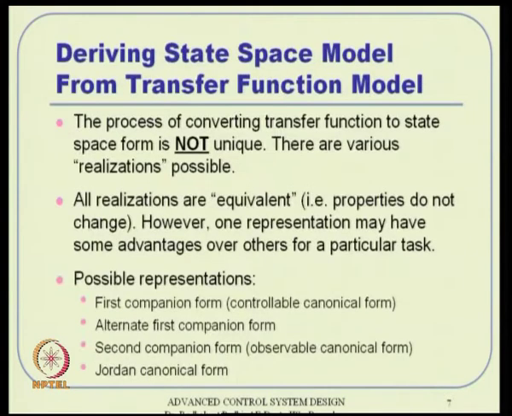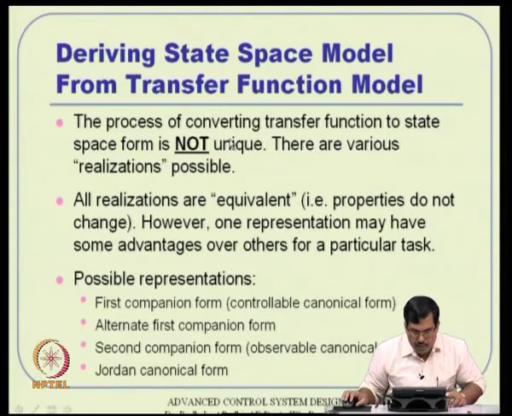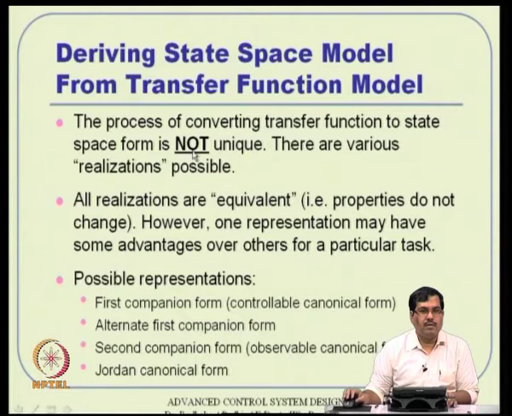Okay. Now, is it possible to do the reverse? That means, we want to derive the state space model from the transfer function this time. And unfortunately, this happens to be non-unique. That means, this conversion process is certainly not unique. You can do it one way, I can do it another way. Getting the A, B, C, D matrices from a transfer function representation is called realization. Obviously, because this process is not unique, there are various realizations possible.